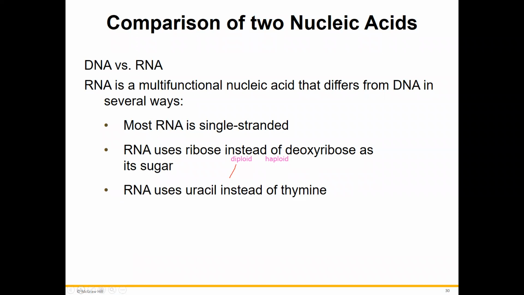Now, there's another nucleic acid that your book introduces to you, which is RNA. And RNA is a multifunctional nucleic acid that is different from DNA in a couple ways, and most notably in its structure. So RNA is single-stranded. RNA has ribose instead of deoxyribose. And RNA uses uracil rather than thymine. So there is no thymine in any RNA molecule.